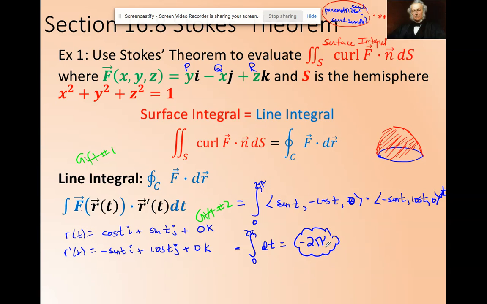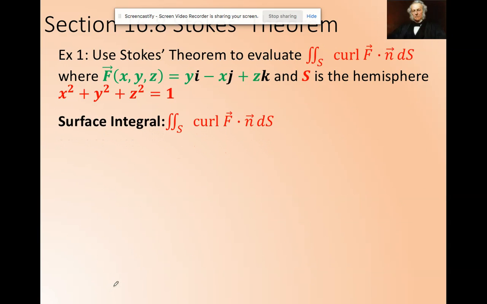Right? Not so bad. Again, what made that easy is that I was parametrizing really just a 2D, thank you, Stokes, I'm so stoked, 2D boundary. And it was very easy to parametrize, plugged it into my vector field, dotted with the derivative of r. Very nice calculation. Now, again, as I said, this one isn't so bad to do the actual surface integral as I was asked to do, right? So what do I have to do for the surface integral? First, curl.